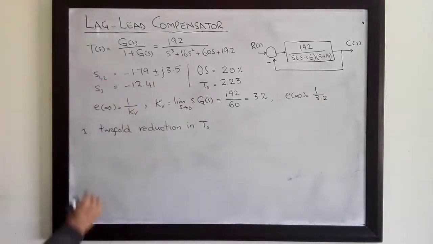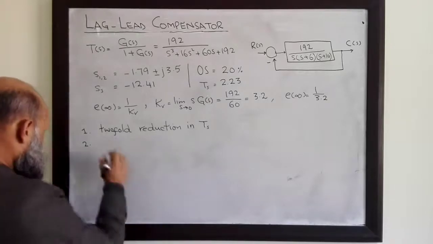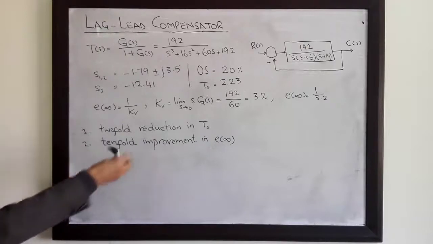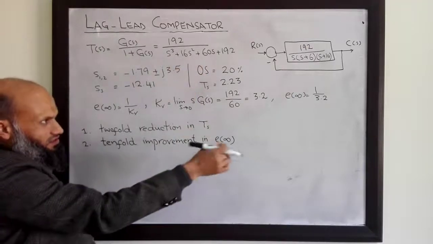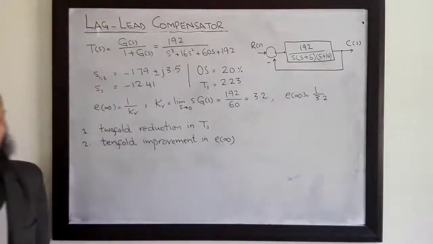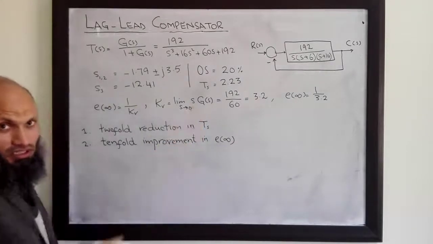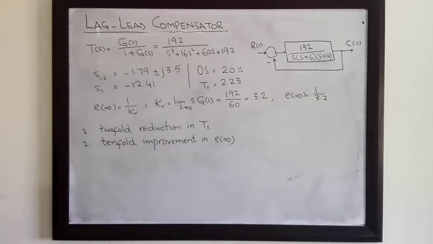We want to improve steady state error by 10 times. So this is our second requirement. So these are our design requirements. We want to improve the transient characteristics. We want to improve the steady state characteristics. By improvement in error, we mean reduction in the steady state error.